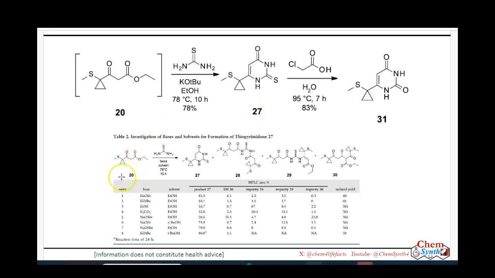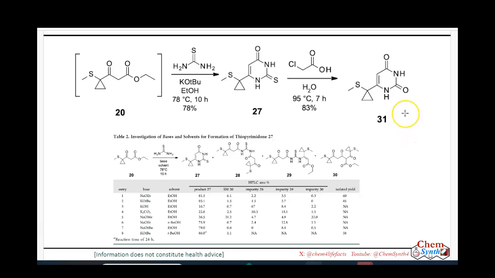And here you can see they have done some base selection optimization. In all other cases you can see a lot of other byproducts were forming, but when they used potassium tertiary butoxide, they could isolate the desired product in very good yield, like 85%. And now the conversion of this thiopyrimidone to pyrimidone was done using chloroacetic acid in water under heating condition. This one is a very good reaction.